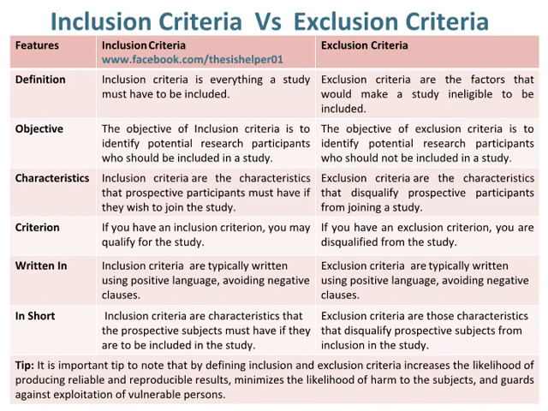included in the study, whereas exclusion criteria are those characteristics that disqualify prospective subjects from inclusion in the study. It is an important tip to note that defining inclusion and exclusion criteria increases the likelihood of producing reliable and reproducible results, minimizes the likelihood of harm to the subjects, and guards against exploitation of vulnerable persons.